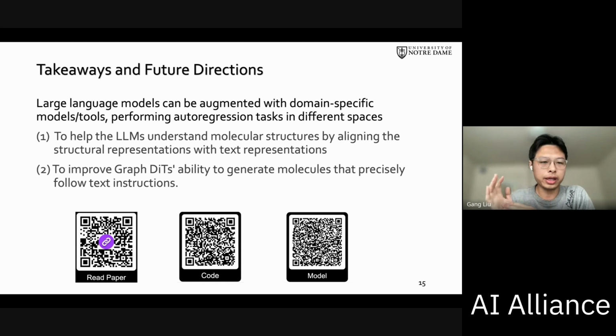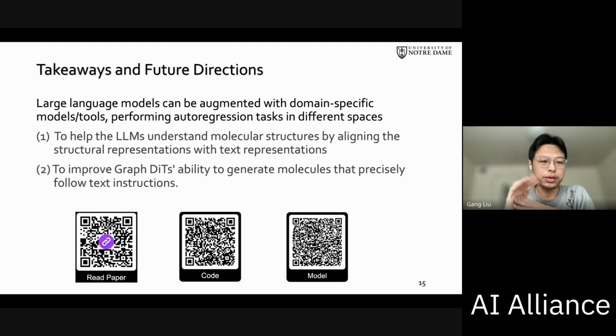And as a quick takeaway, we find that large language models can be augmented with domain models and tools. In this way, they can perform autoregression tasks in different spaces. And here we focus on the chemistry and material tasks.